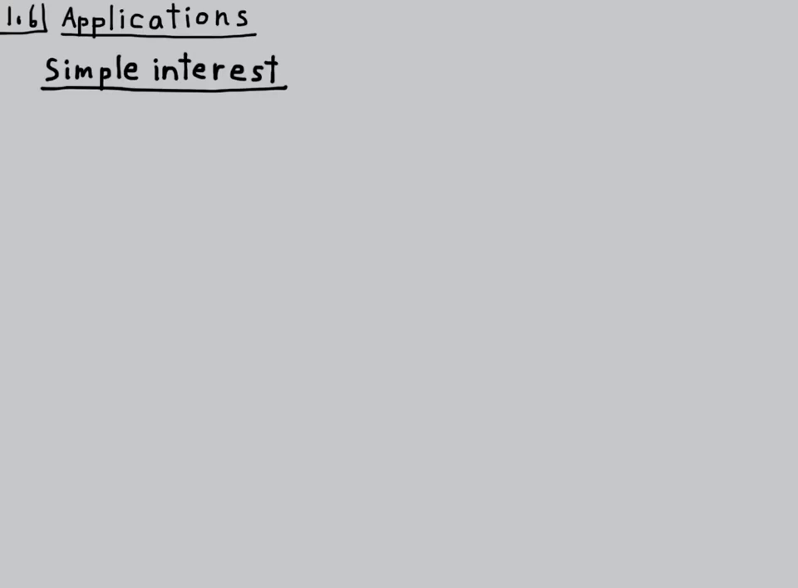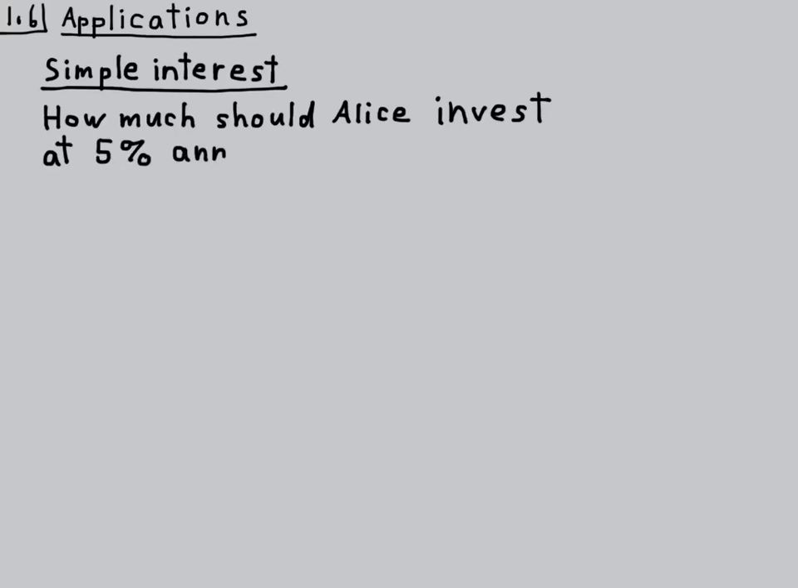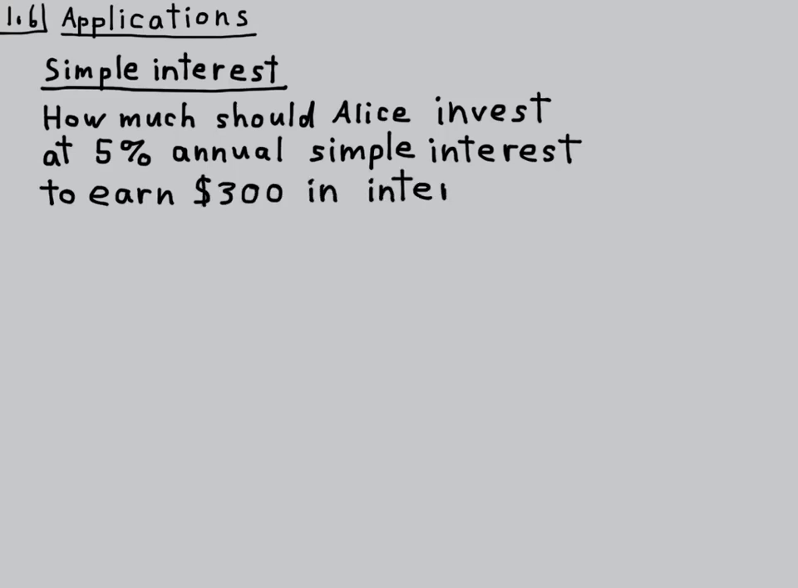Section 1.6 is applications. We want to do a few simple applications. The first one is simple interest, and I'm just going to do an example for you. How much should Alice invest at 5% annual simple interest to earn $300 in interest in 10 years?